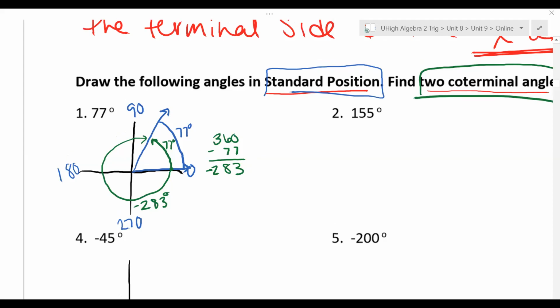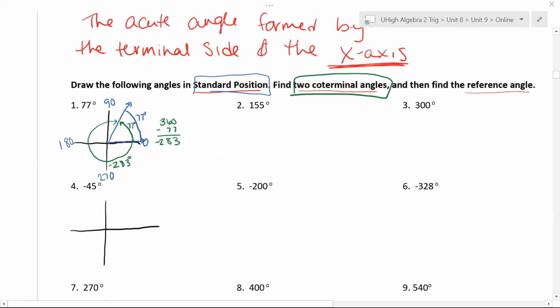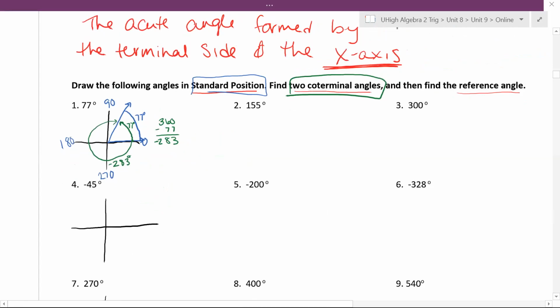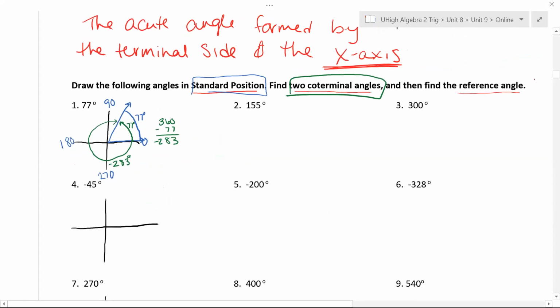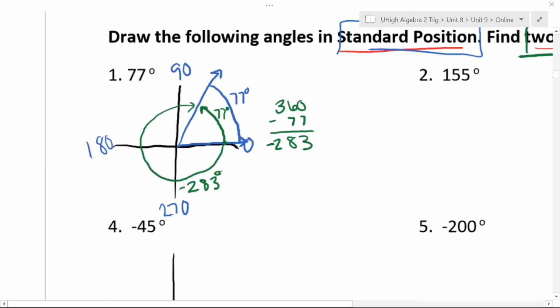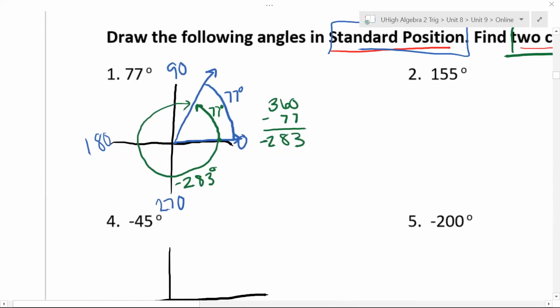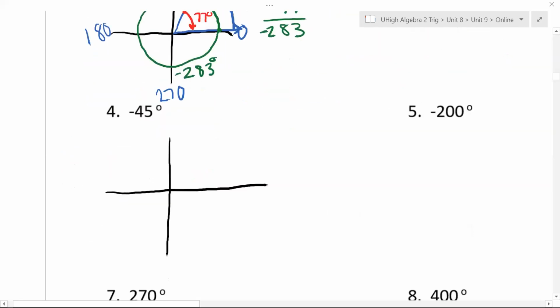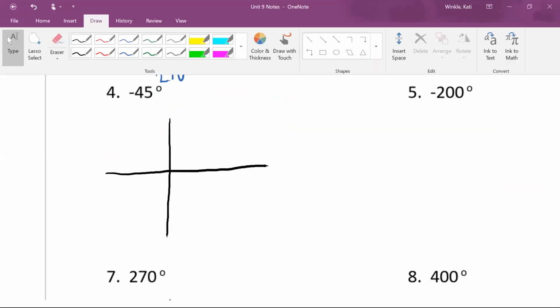All right, the very last piece that I'm looking for is that reference angle, which I'm going to do in red. So the reference angle is just that acute angle made by my terminal side and the x-axis. So I'm just going to go straight down to my x-axis. Well, it's still just that 77 degree angle that we started with. Awesome job, guys. All right, so let's go ahead and do this next piece.